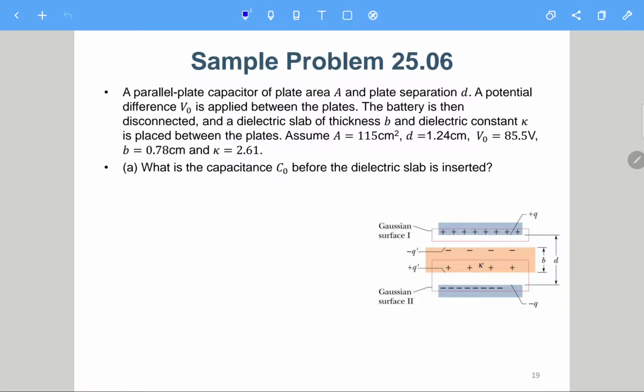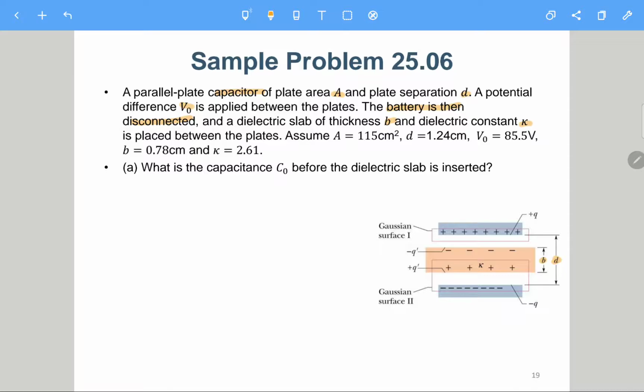So the next one: here we have a parallel plate capacitor, area A and the separation D. A potential difference V0 is applied between the plates. The battery is then disconnected. The dielectric slab has thickness B. So this is A, this is B. And the dielectric constant kappa is placed between the plates. So we assume A, D, V0, B, and kappa to have these values.